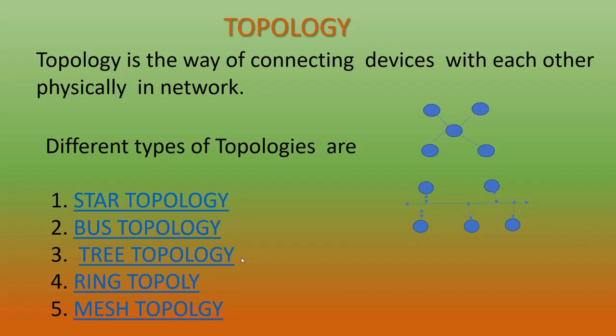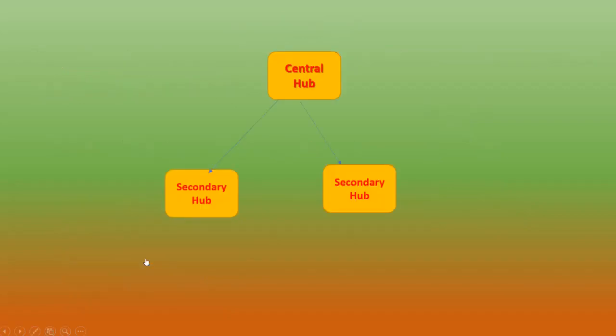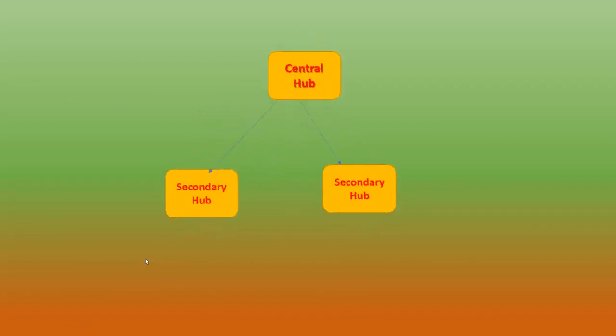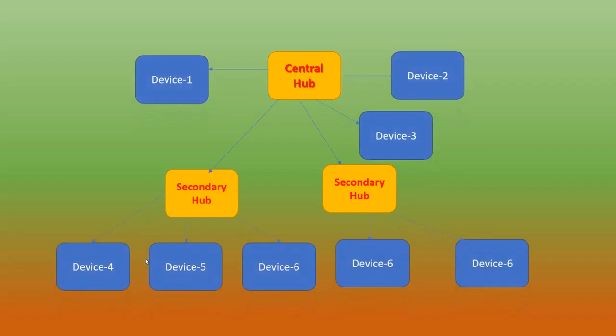I will show you the picture, then it is easy to identify. This is your central hub. There will be a central hub and one or two secondary hubs, depending upon the number of systems. Devices are connected to the central hub and secondary hubs. Here the central hub is connected with 3 devices and with 2 secondary hubs. Again, devices are connected to these secondary hubs.